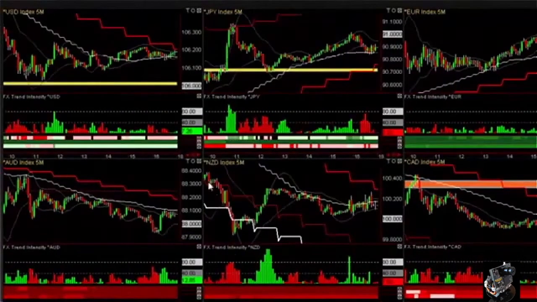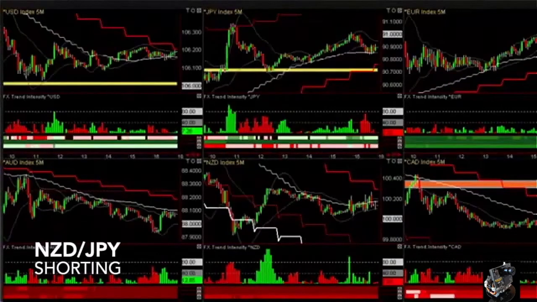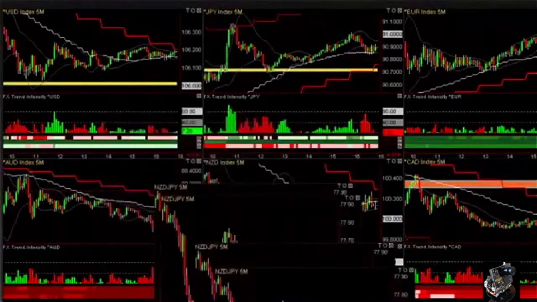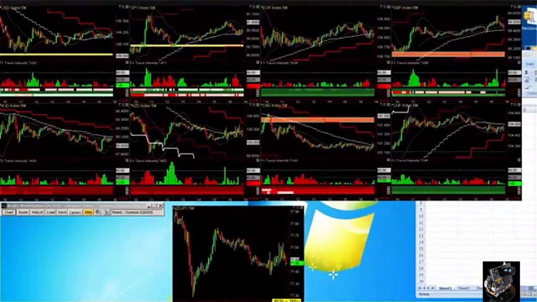Yen got strong. At the same time, New Zealand got weak. What does that mean? That means New Zealand yen went short, meaning down. So if I bring in the chart of New Zealand yen, it would be going down, and it did right there. I'm showing it to you now.